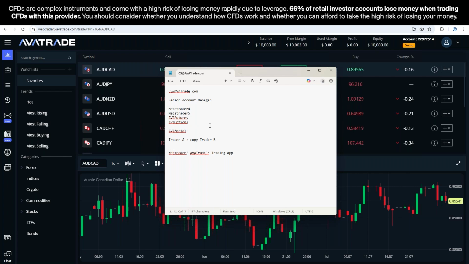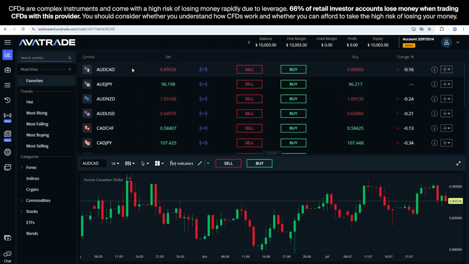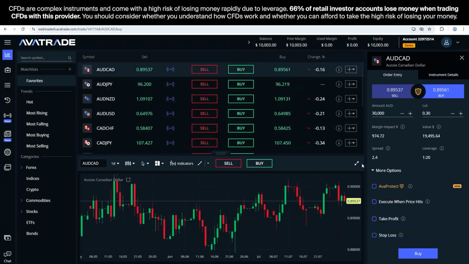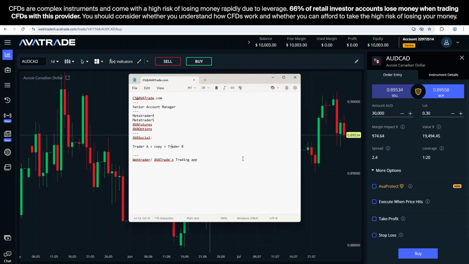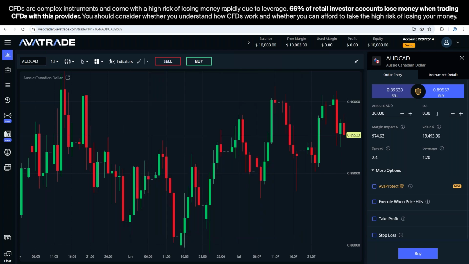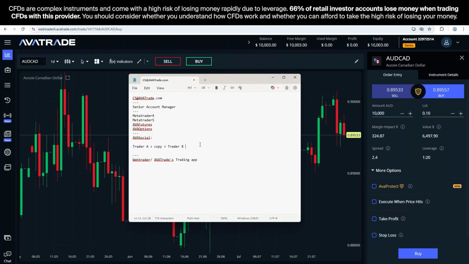And as you can see, our account at the moment is a demo account with $10,000. Now, let's suppose that, again, we are beginners, we're not sure exactly what to do, and we want to copy another trader. Let's suppose trader B is trading currencies, and he's trading Aussie Canadian dollar. What will happen in this case? My account will trade the same way trader B is trading. My account will be linked to his account, and whatever positions he takes, I'll take as well.